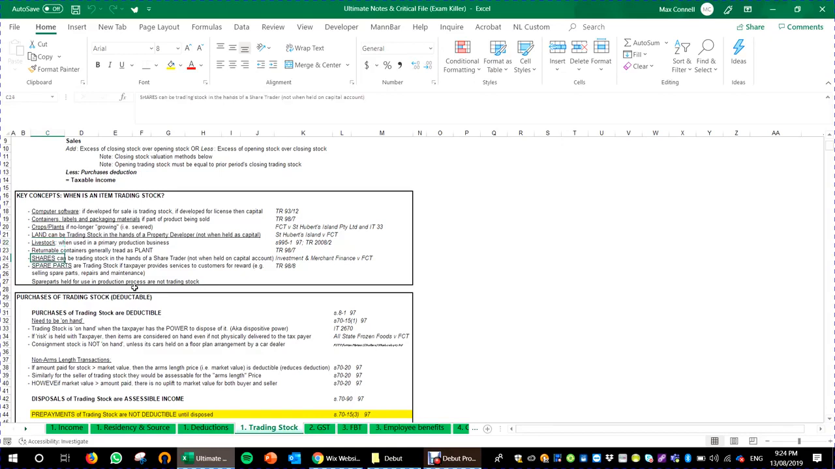So again, similar for shares. If you're holding them and your purpose is to be a professional share trader, then it can be argued that the shares are actually trading stock, not on capital account. So what's capital account and what's trading stock? There are implications for how you account for it for tax purposes.